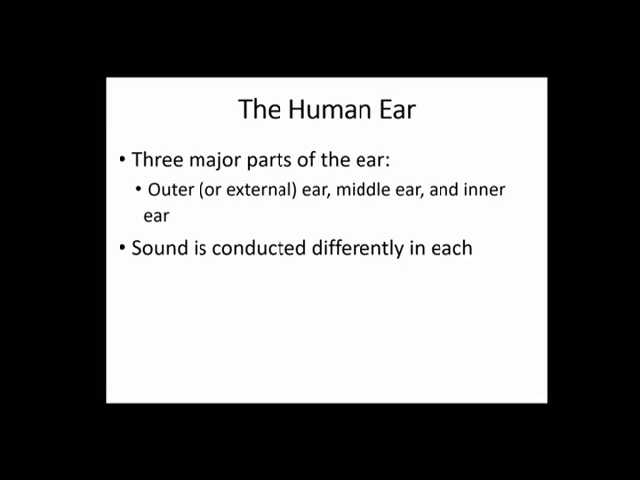Now, the next part of this chapter, we're actually going to start talking about the structures that make up the ear. So how is it that we're capable of hearing? We can talk about our three major parts. We have the outer or external ear, that's the flap on the outside of your head. We have the middle ear and then the inner ear. And sound gets conducted differently in each part. So of course, we're going to break it down and look at all of these components individually.